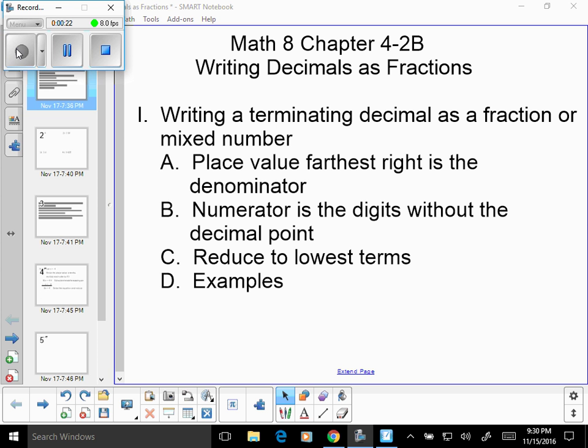First of all, we need to know that the place value farthest to the right will become our denominator to the fraction. The numerator is going to be the digits that are in that decimal, only we're going to forget about the decimal point. Once you have a denominator, you don't need a decimal point. That will form a fraction that we will need to reduce to lowest terms. So let's get started with our examples.